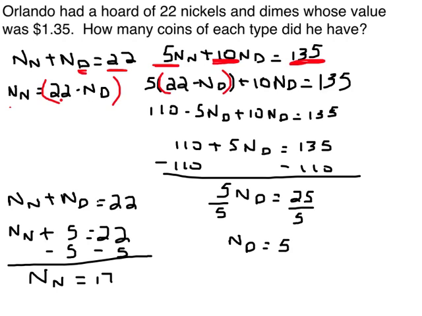Once I know the number of dimes, I can plug that back in right here, substitute it in, and I find number of nickels plus 5 equals 22. Subtract 5 from both sides, and I find out that there are 17 nickels. All right, let's do your practice problems.